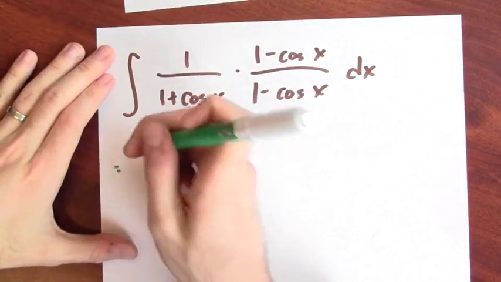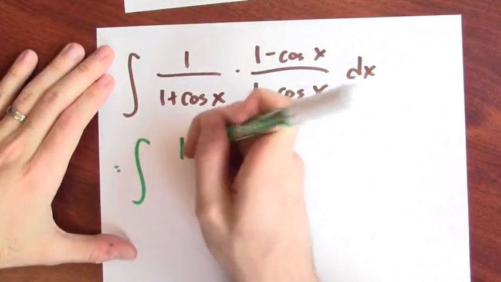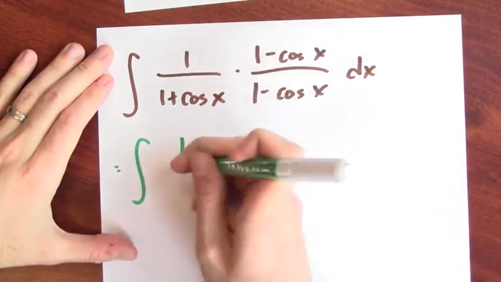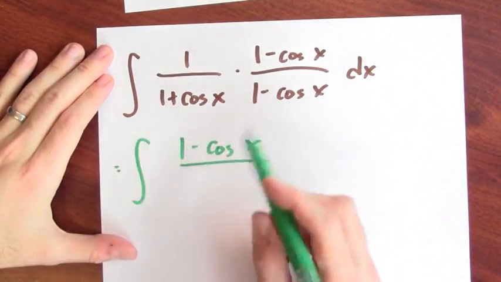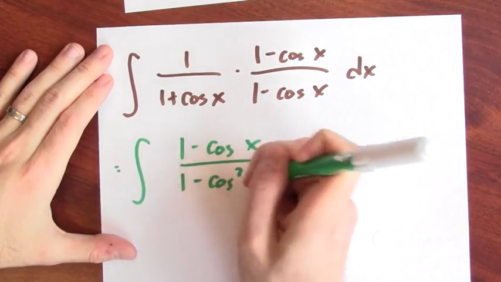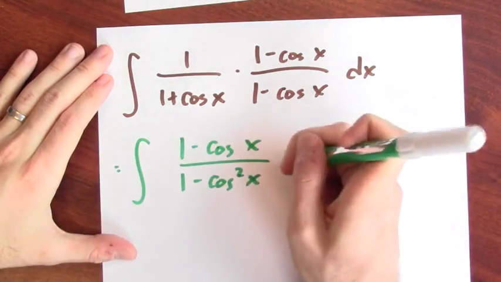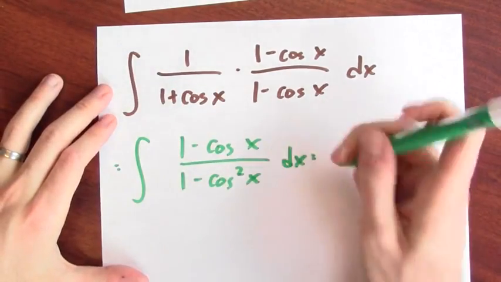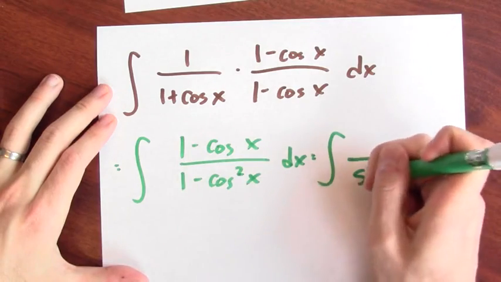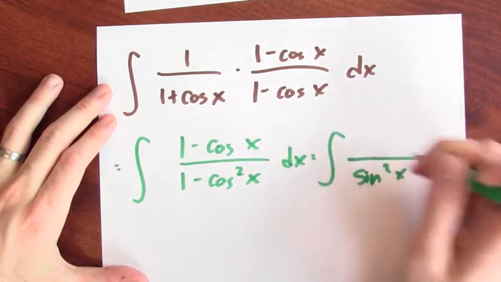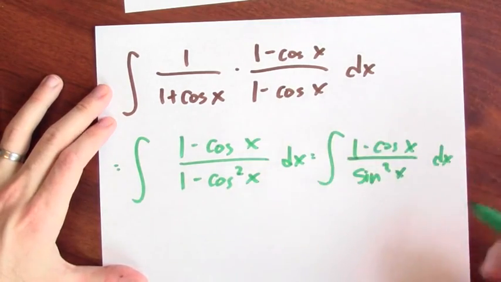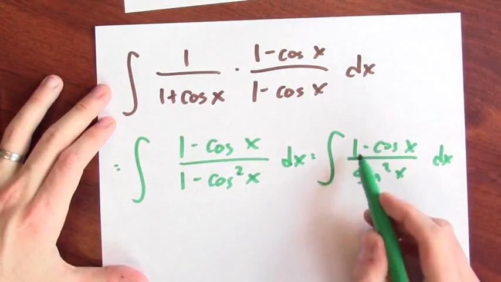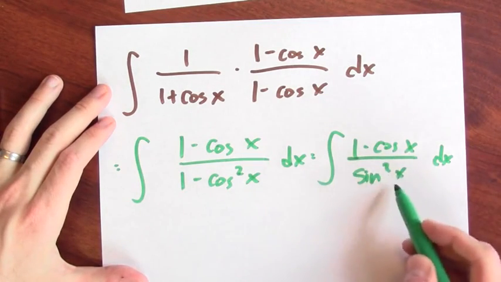Let's first apply a trig identity. So this is 1 minus cosine x in the numerator divided by 1 minus cosine squared x. And then the trig identity is that 1 minus cosine squared x is sine squared x. So now I want to antidifferentiate 1 minus cosine x over sine squared x dx. Well, even that isn't so great.